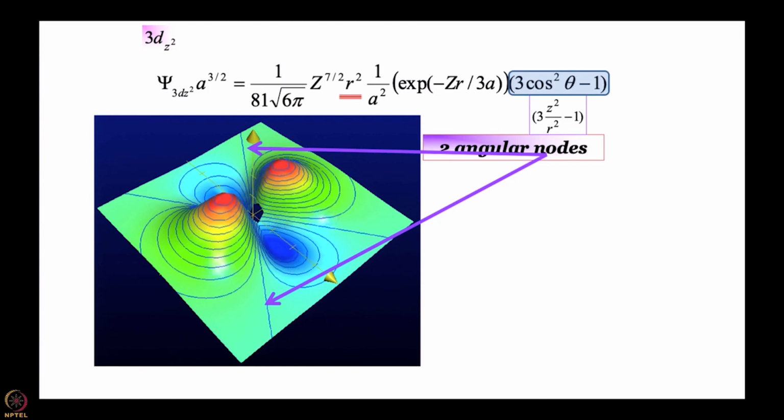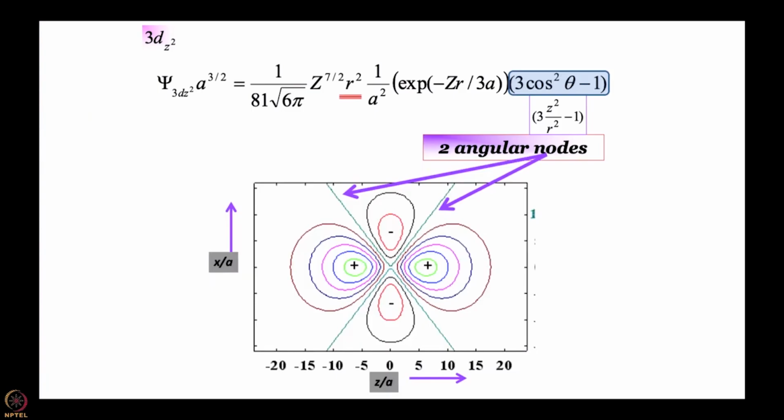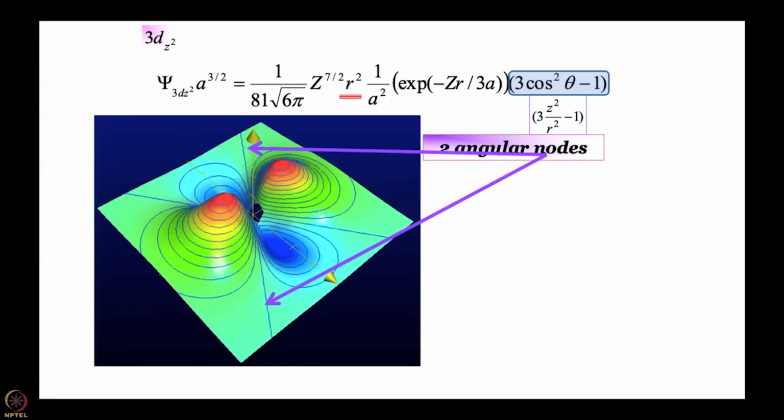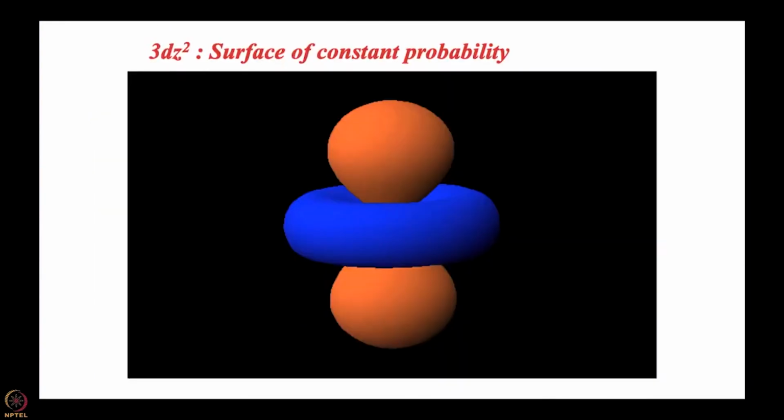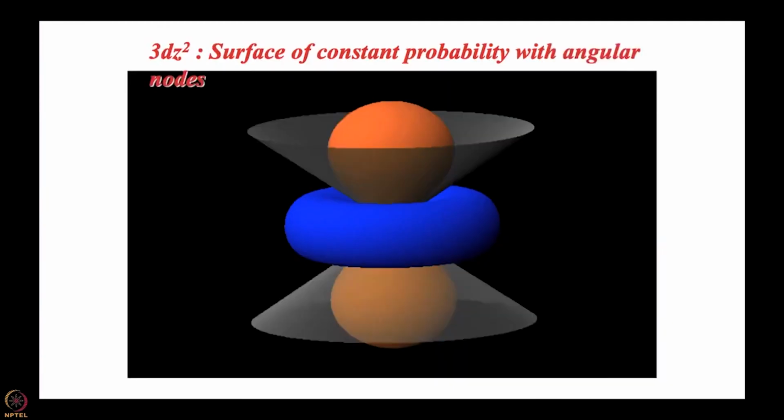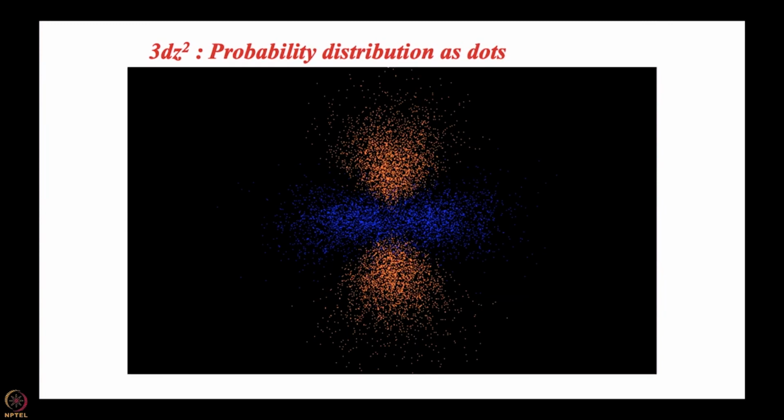Please have a look at this diagram and look at the good thing here is that the 3D plots have contours shown in them. I hope it is not very difficult for you to correlate this with this one. And now I think you understand the shape of d orbitals and also why d orbitals have got the subscripts that they have got. So, once again you can work out the surface of constant probability. These are the angular nodes shown with the surface, and this is how you can show probability distribution as dots.